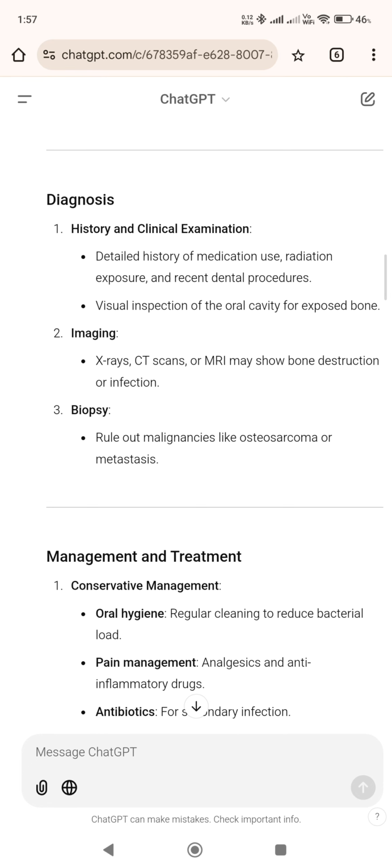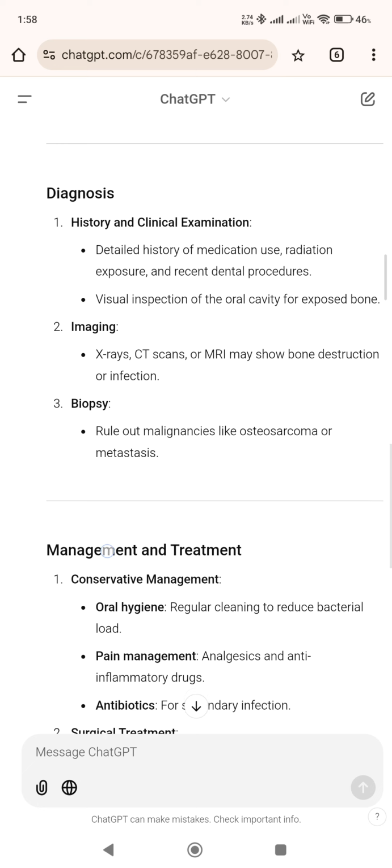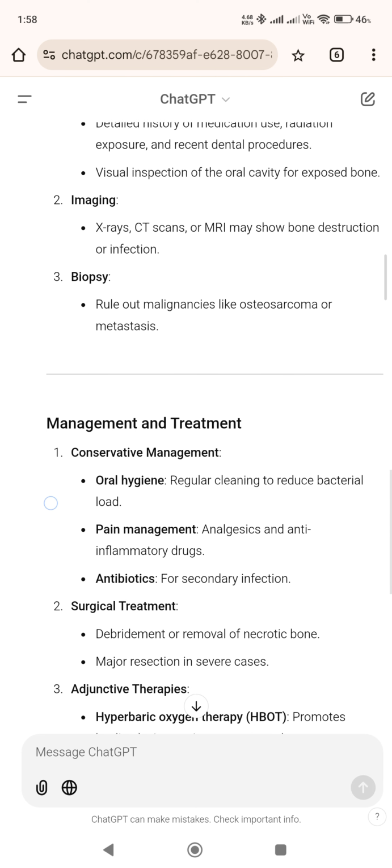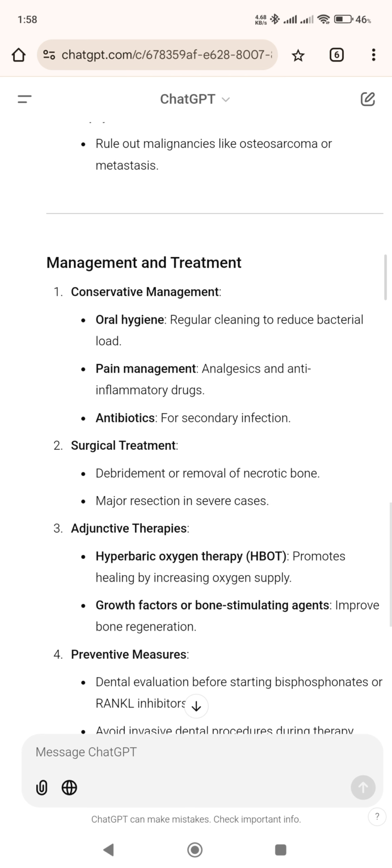Diagnosis. 1. History and clinical examination. Detailed history of medication use, radiation exposure, and recent dental procedures. Visual inspection of the oral cavity for exposed bone. 2. Imaging. X-rays, CT scans, or MRI may show bone destruction or infection. Biopsy. Rule out malignancies like osteosarcoma or metastasis.